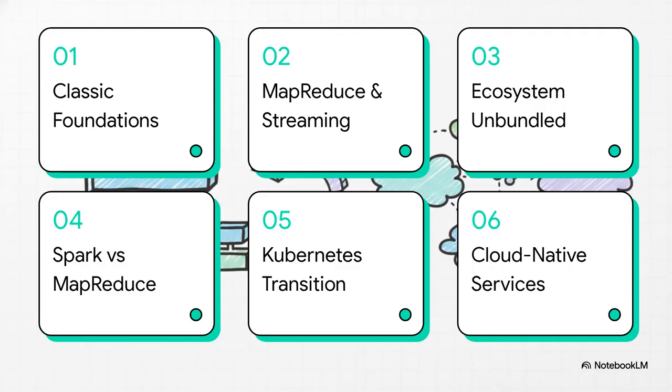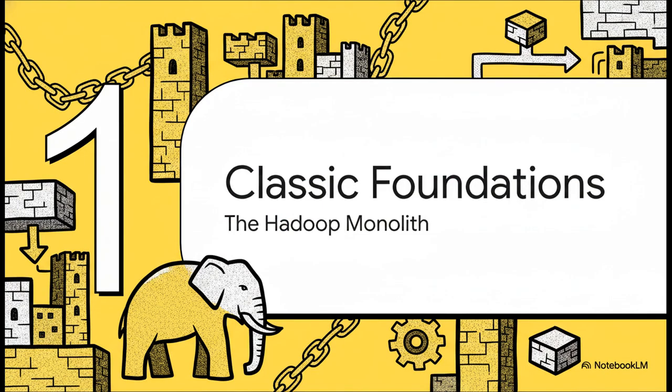Real quick, here is our roadmap for today. We'll start with the classic Hadoop foundations, move into MapReduce and streaming patterns, and then explore how the ecosystem unbundled. After that, we'll compare Spark to MapReduce, look at the transition to Kubernetes, and wrap up with cloud-native managed services. We're basically going to look at the original blueprints and then totally tear the house down to see how modern architectures are built. All right, section 1.